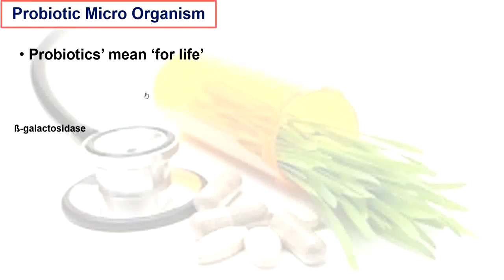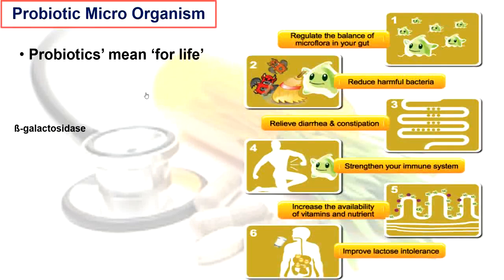The next classification is probiotic microorganisms. We all know that probiotic microorganisms are present inside our gut. We can say they are beneficial microbes. Probiotic means 'for life', so it refers to live microorganisms present inside our gut. It has various functions. It regulates the balance of microflora in our gut and it reduces the harmful bacteria and it relieves diarrhea and constipation and it strengthens our immune system and it increases the availability of vitamins and nutrients and it improves lactose intolerance.